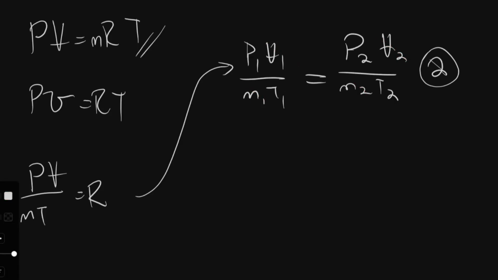And then the other equation that you're going to be using is this one right here. These are kind of the same equation. PV equals MRT, or P times V specific equals RT.